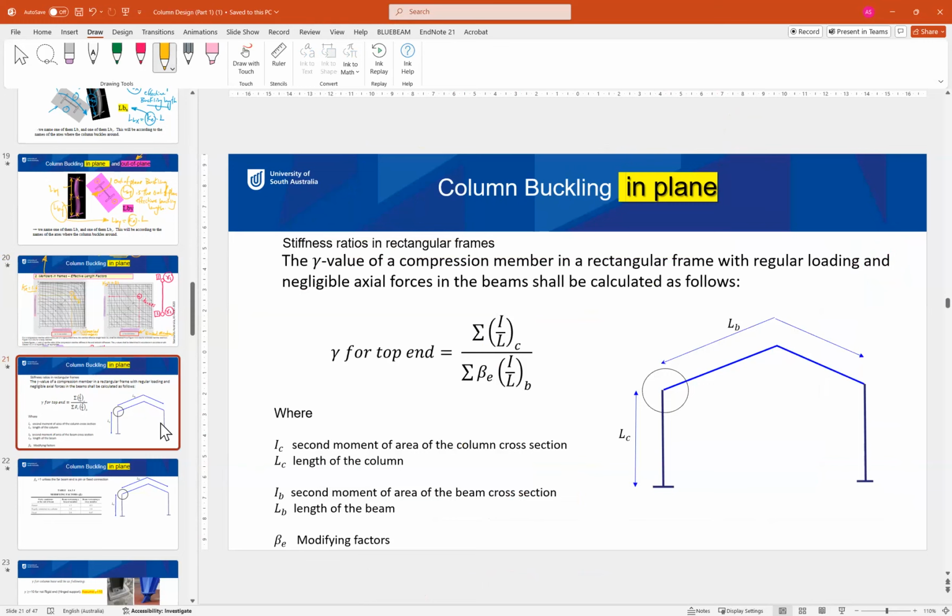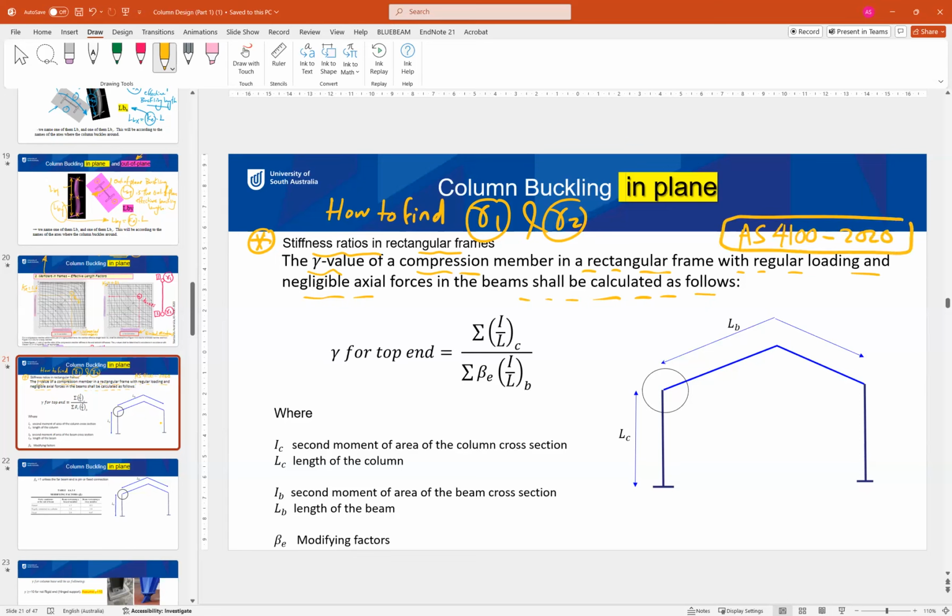So now the problem will be how to find gamma 1 and gamma 2. Gamma 1 and gamma 2 are stiffness ratios for a rectangular frame. The gamma value of a compression member in a rectangular frame with regular loading and negligible axial force in the beam shall be calculated as follows. This is the statement from the table in the standard AS 4100 version 2022.